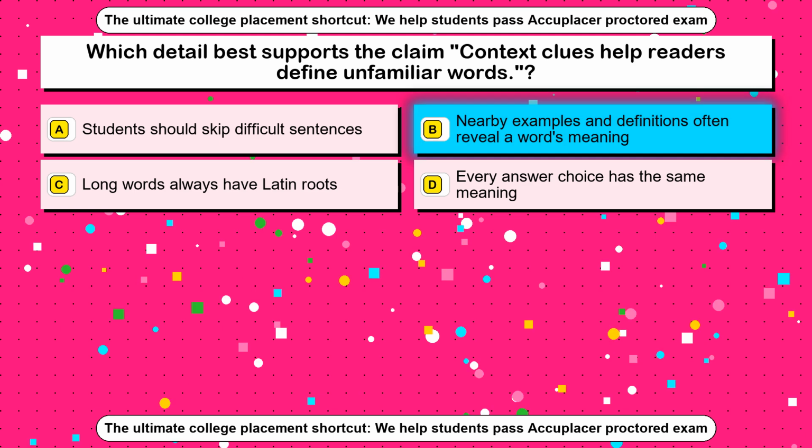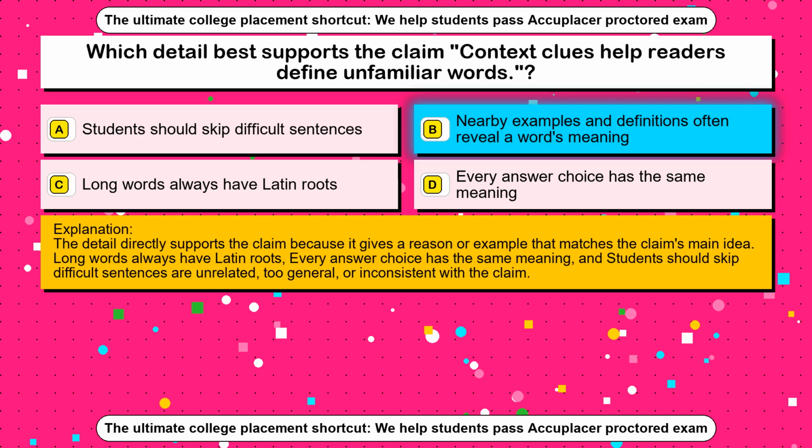The correct answer is option D. Wear appropriate PPE and clean with an approved disinfectant according to policy. The detail directly supports the claim because it gives a reason or example that matches the claim's main idea. Long words always have Latin roots, every answer choice has the same meaning, and students should skip difficult sentences are unrelated, too general, or inconsistent with the claim.